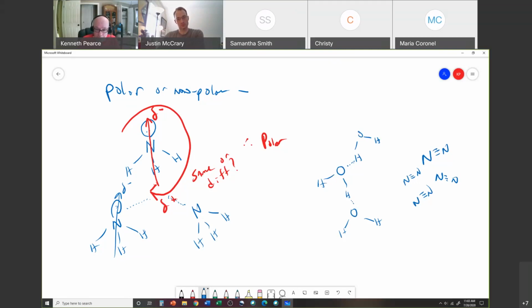Now, let's take a look at something like vapor pressure. How is this affected by the IMFs? Well, vapor pressure: you have a liquid, and from that liquid surface molecules are coming off. So we have, say, above water, and then we have molecules coming off.